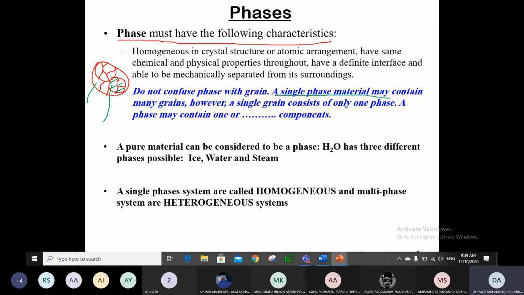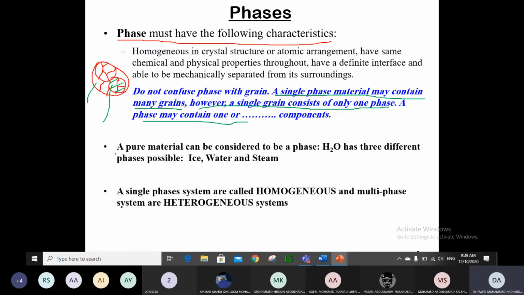A single phase material may contain many grains. However, a single grain consists of only one phase. So a phase may contain one or more grain components in it.